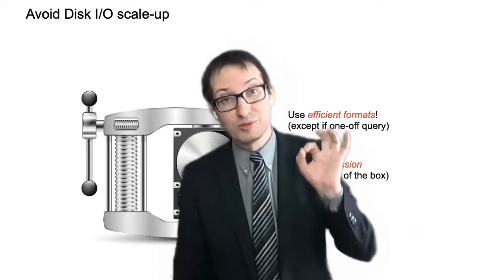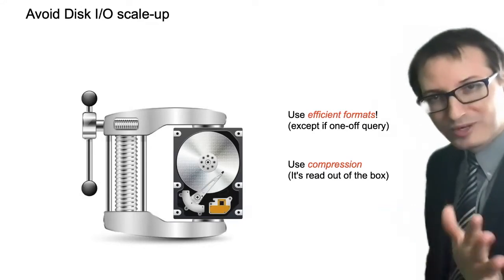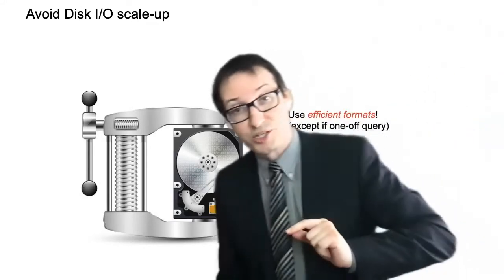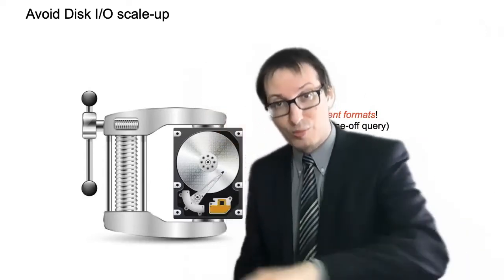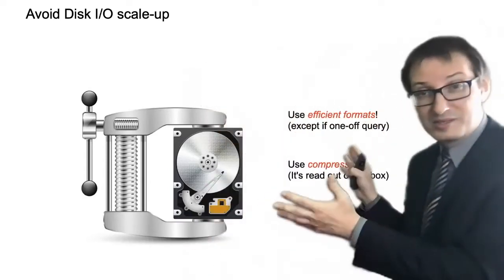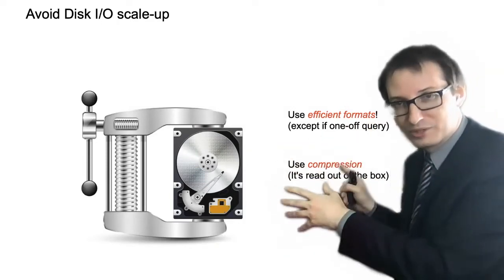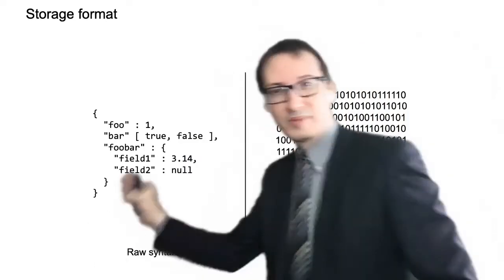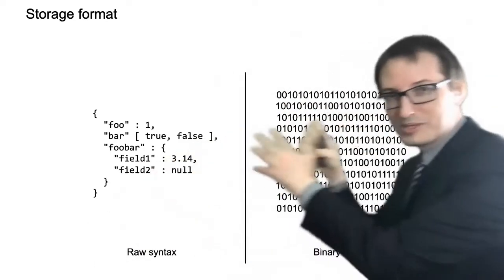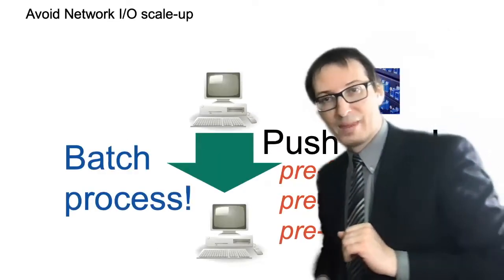Then we have the disk-IO scale-up. Here we've already talked about that. Compression. Use Parquet instead of JSON. Use BSON for MongoDB instead of text JSON. This is how you actually scale. So in an efficient format, you avoid repeating the keys and potentially you compress. There are even compression techniques. So this makes a difference if you store it in raw syntax or in a binary format, and binary formats are more efficient.